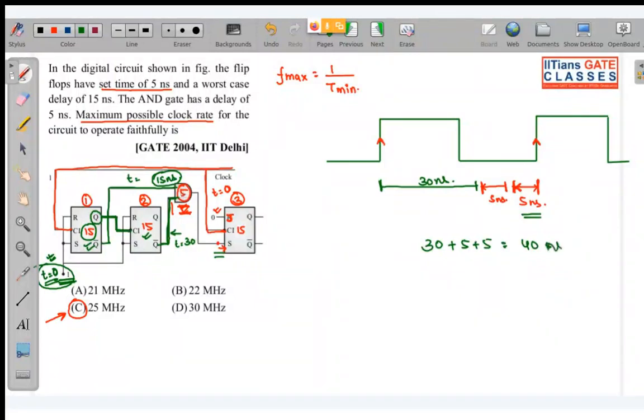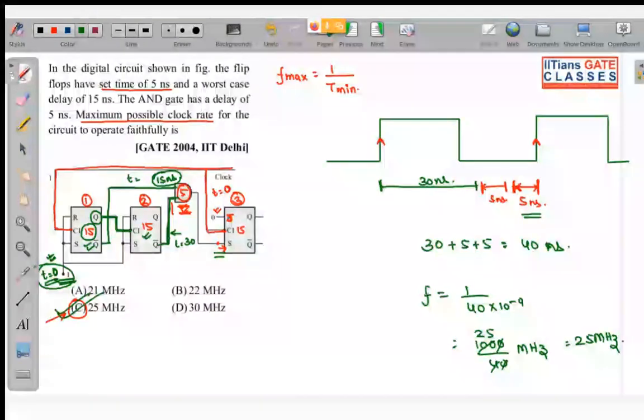So 40 nanoseconds. Now if you want to calculate the frequency, that will be 1 by 40 nanoseconds. This will be 10 to the power minus 9, or I can write this as 1000 by 40 megahertz. So this will be 25. 25 megahertz is the correct answer. Option C. Bhumika, very good.